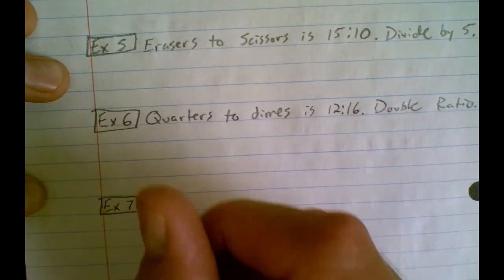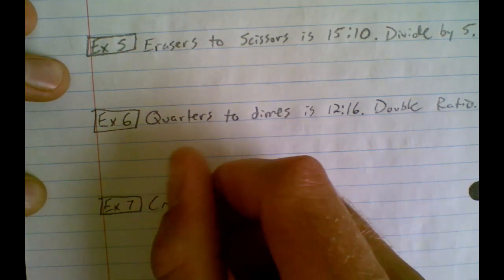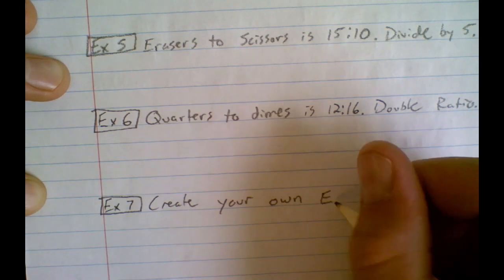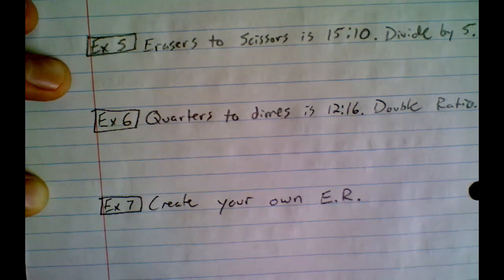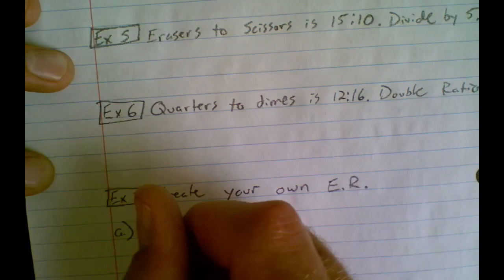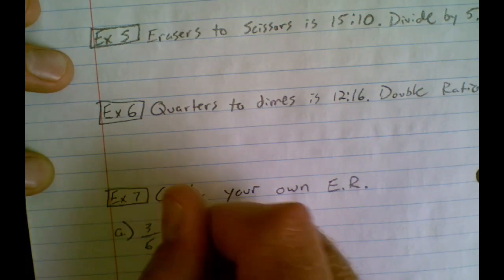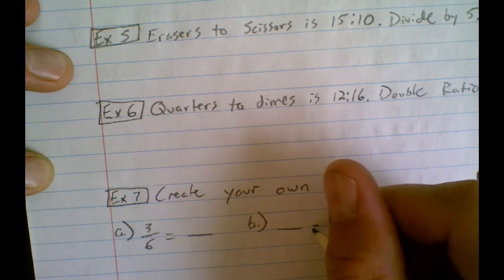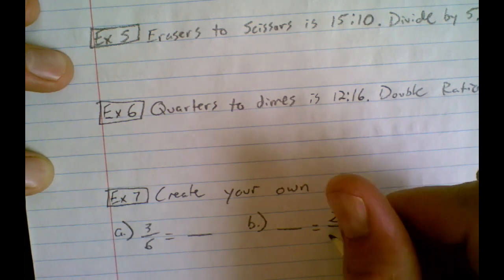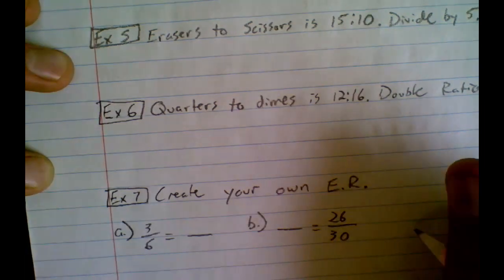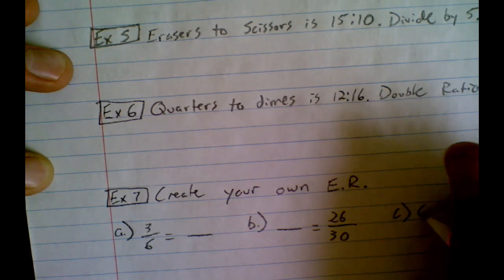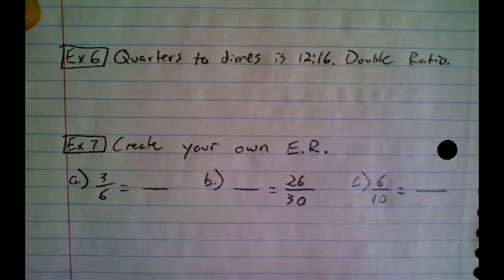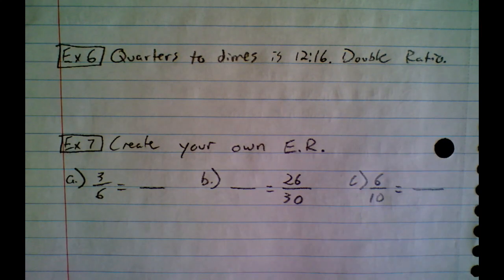Here is one more. This is a create your own equivalent ratio, ER. Create your own. A is 3/6 equals blank, and you can create any one you like. B is blank equals 26/30. And C is 6/10 equals blank. So create your own. Go ahead and try those on your own.